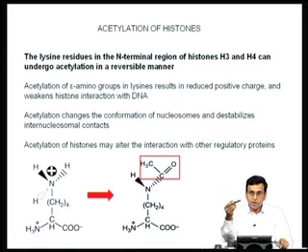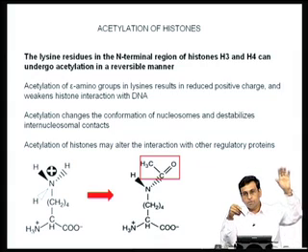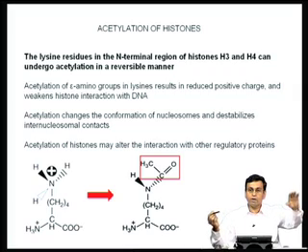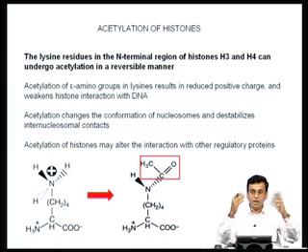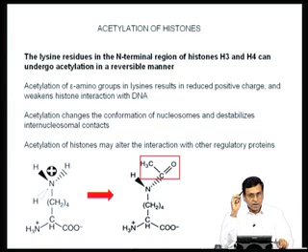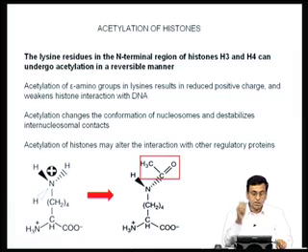When you add a phosphate, you can also remove the phosphate. When you add an acetyl group, you will also be able to remove acetyl groups. So, there are enzymes which add acetyl groups, and there are also enzymes which remove the acetyl groups; only then will the on off mechanism work. So, an important observation that became evident is that the lysine residues in the N-terminal regions of the nucleosome core particle, especially H3 and H4, can undergo acetylation in a reversible manner.